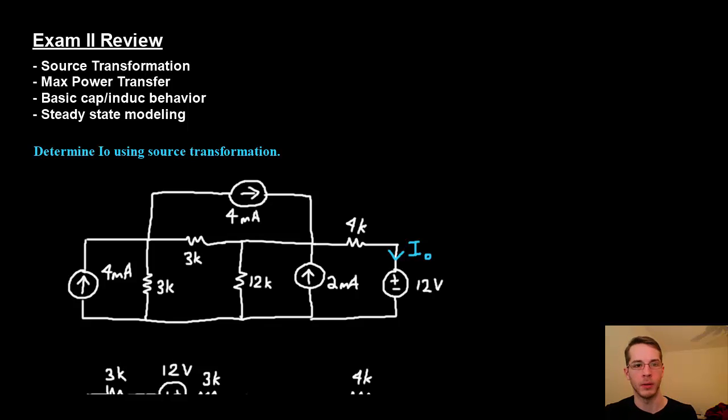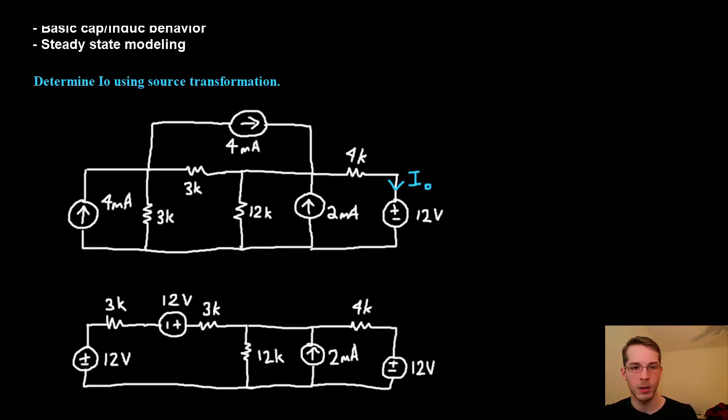Okay, so in this video I'll be covering the material as they're listed here. If we wanted to solve for the current Io by using source transformation, there's a lot of redrawing here, so I'll just walk you through what I already have drawn on the screen.